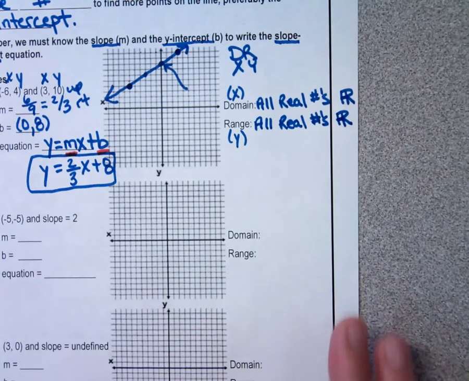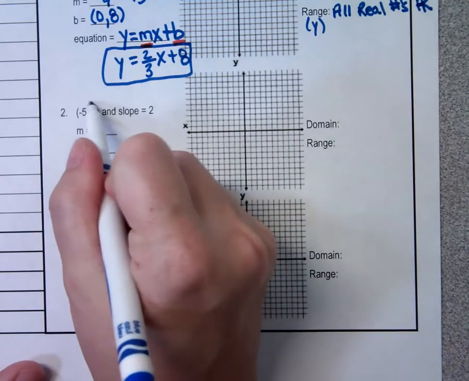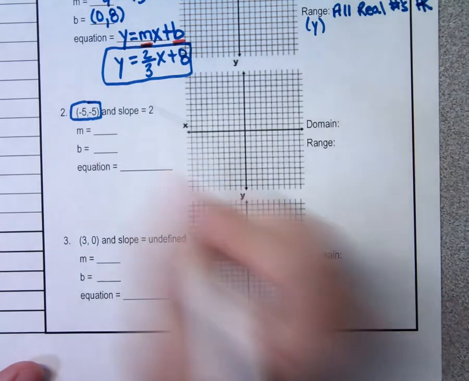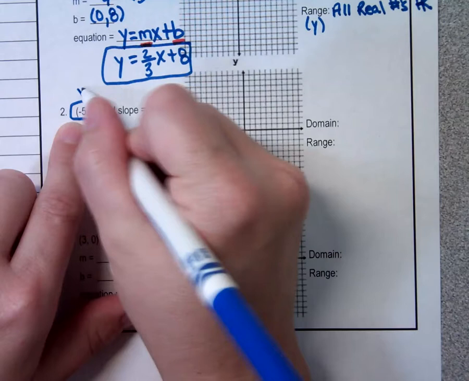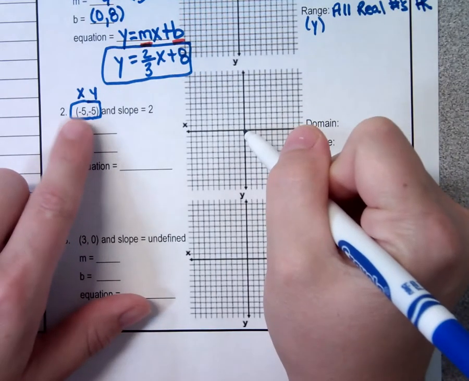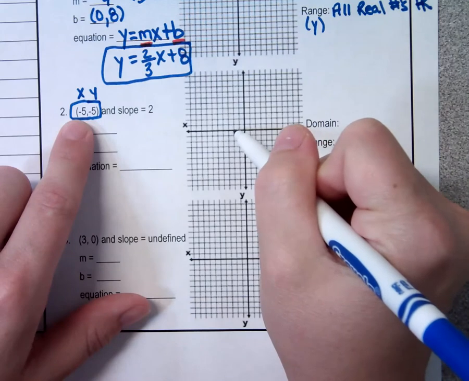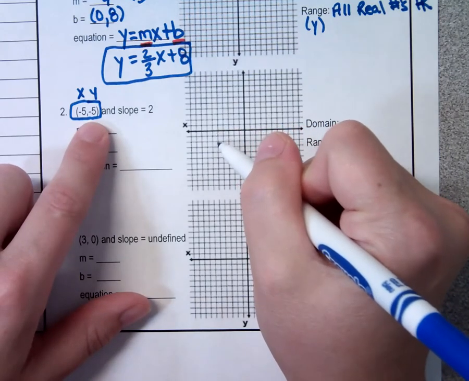Okay, number 2. This one's a little different than the last one. They give us only 1 point and a slope. So remember, if they ever give us a point to plot, I'm going to plot that first. So -5, -5. Our x-coordinate's -5, our y-coordinate's -5. The x-coordinate's what you do left or right, so I'm going to go left 5. The y-coordinate's what you do up or down, so I'm going to go down 5.